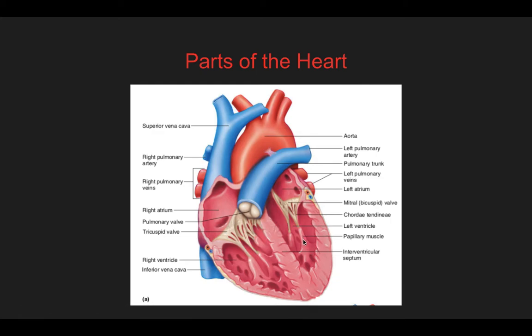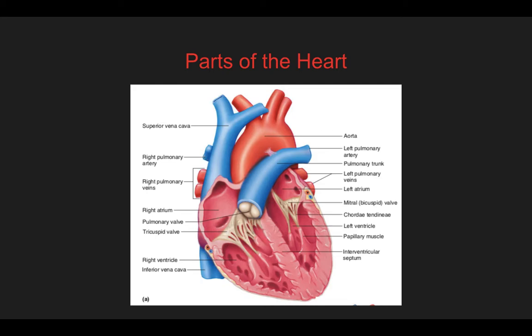Then we have the pulmonary arteries. These are going to lead to the lungs. This is where that deoxygenated blood is going to go to the lungs to have that gas exchange to become oxygenated blood.